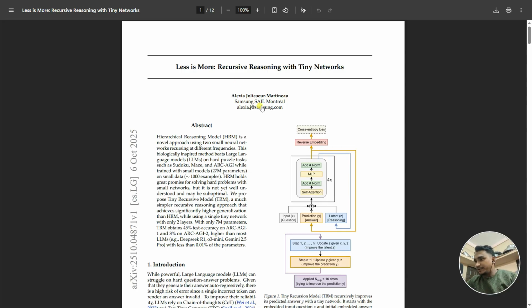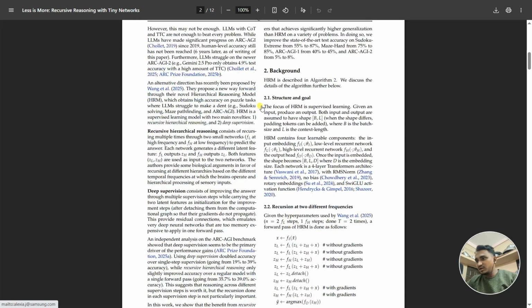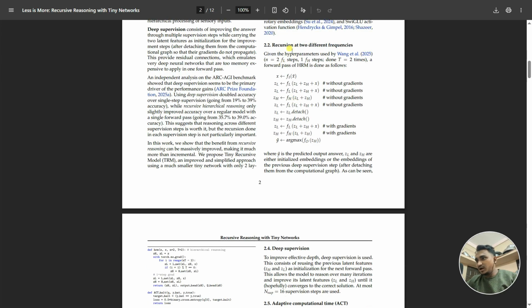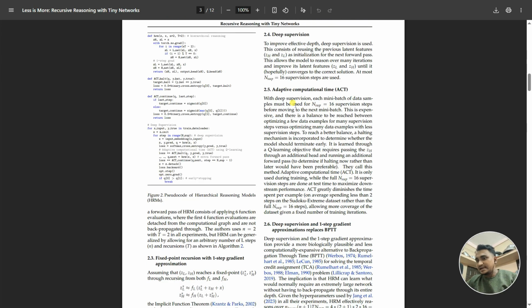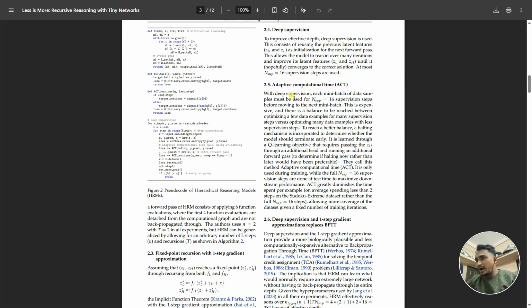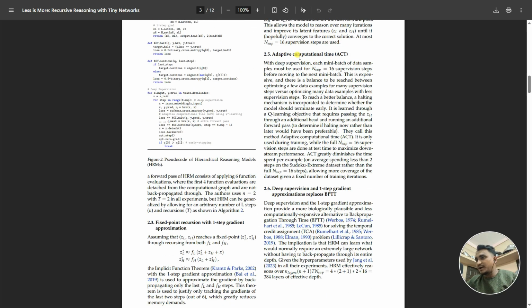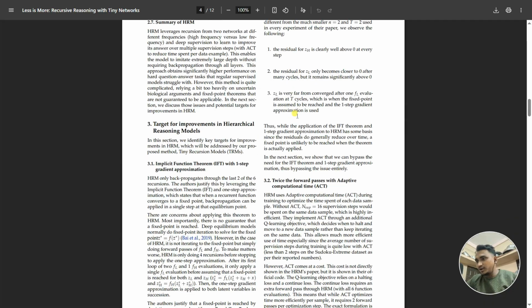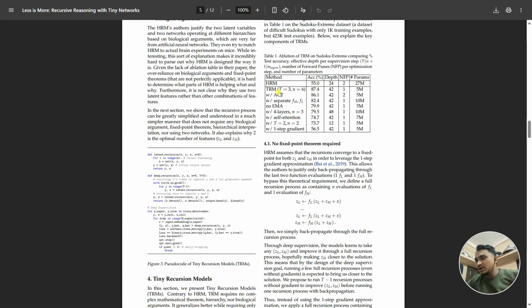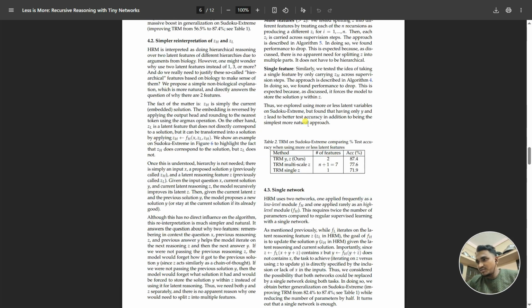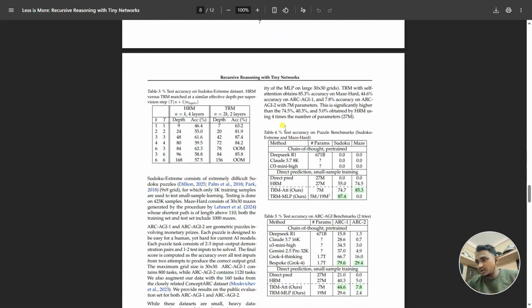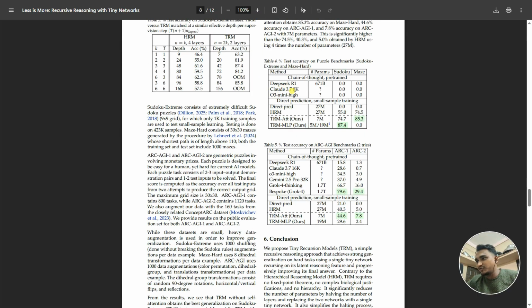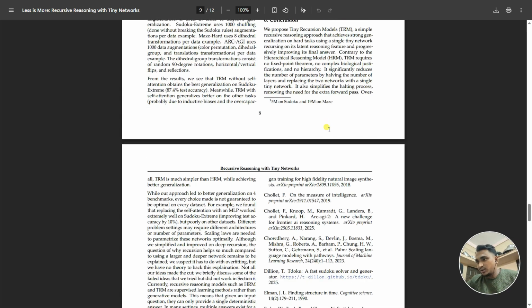So this is the actual paper that you can see. If I go down, you can see the structure and goal, how they use a recursion of two different frequencies, and they have also given the code in PyTorch. They also discuss what the adaptive computation time, ACT, is. You can just read the paper. Okay, you can see the HRM's accuracy, depth, and number of parameters. It has 27 million parameters, and in the results you can see benchmarks against DeepSeek R1, Claude 3.7 8K, and o3-mini-high, in terms of parameters.